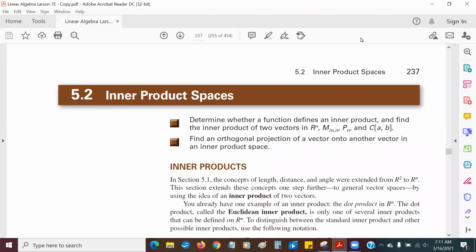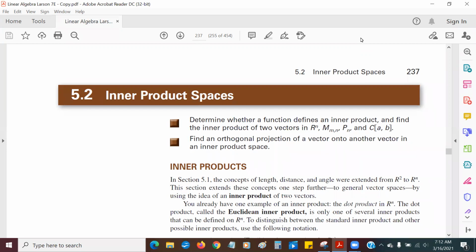basically it's when we did, back in the previous section of 5.1, we looked at things like length and distance and angles, and we extended them from the regular plane, like you did in geometry. Extended them to 3 dimensions, which makes sense, but it also extended it to 4 dimensions, 5 dimensions, n dimensions, which didn't really make sense, but we extended the concepts. And here we're going to go even a step further. We're going to take it even further.